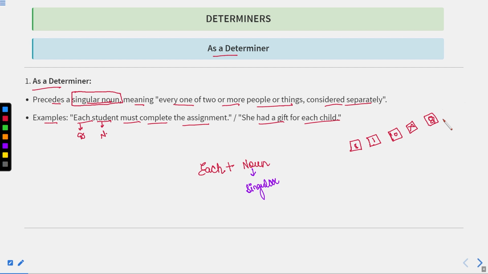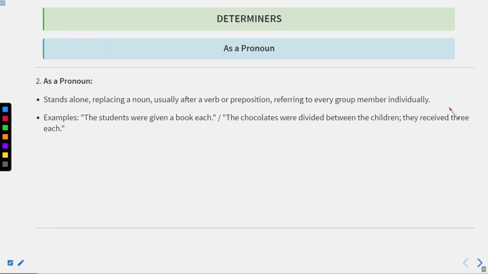Okay, so each means separately or individually. What he has is not possessed by the others, or maybe they all possess the same thing but individually. It means their own. Okay, not sharing. So where sharing is not there, we use the word each. Let us move to the next one.